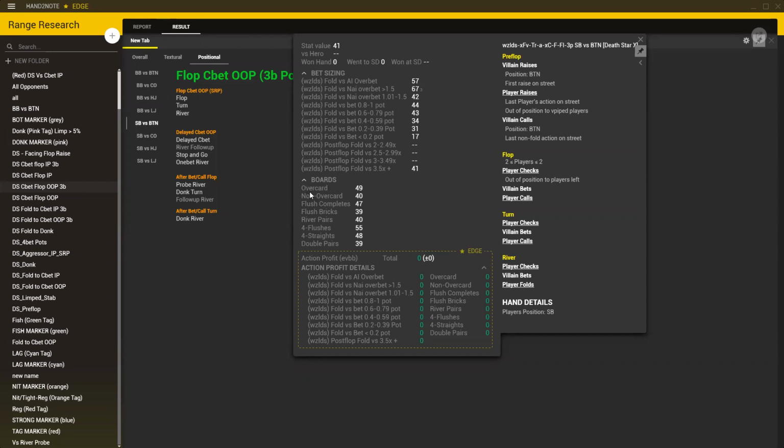Overcard 49, which is insane, right? Non-overcard 40. Flush completes is now good for us. This is like the inverse of what we're used to, what we're playing as the caller now, the pre-flop caller. Flush bricks, I mean, there's a huge difference there between flush bricks and flush completes, right? 8%. River pairs is bad. Four flushes, amazing. Four straights, really good. And double pairs is probably minus EV on the bluff spot here in this situation.